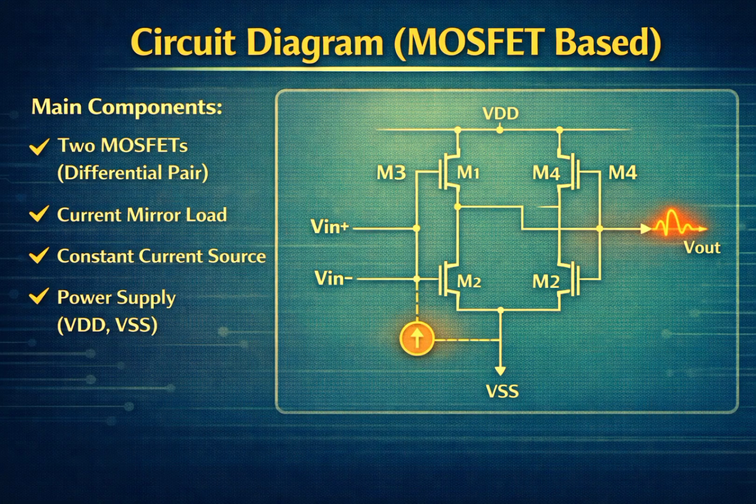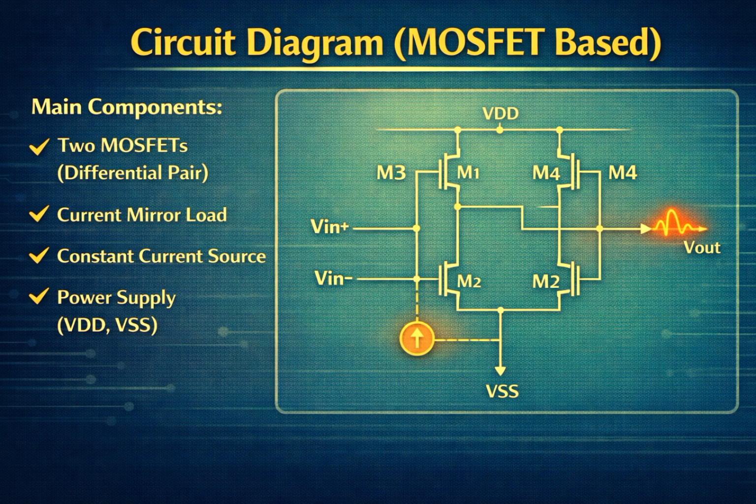Circuit diagram, MOSFET based. Now let's move to the MOSFET based circuit. Main components include two MOSFETs forming a differential pair, a current mirror as active load, a constant current source, and power supply terminals VDD and VSS.